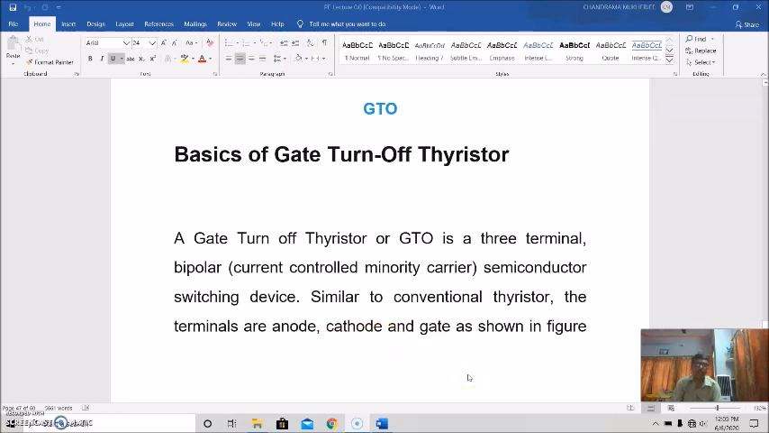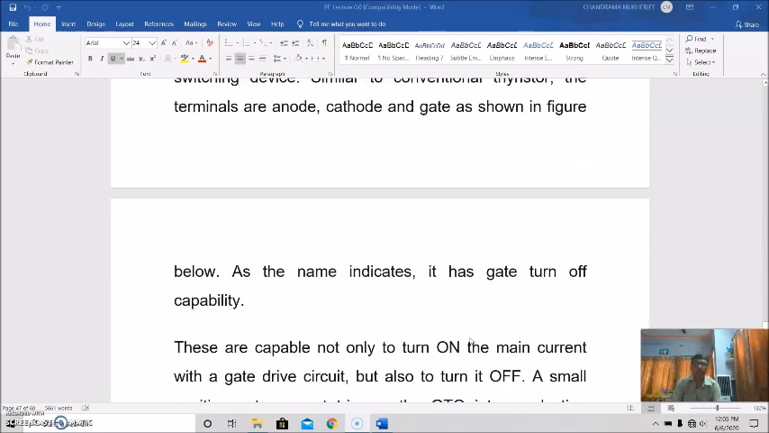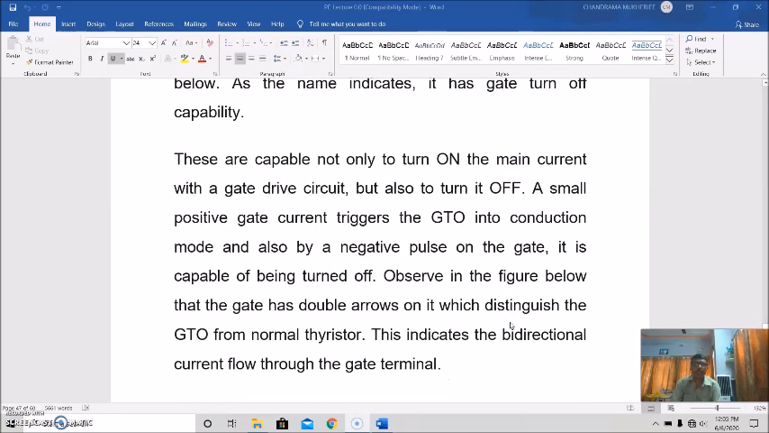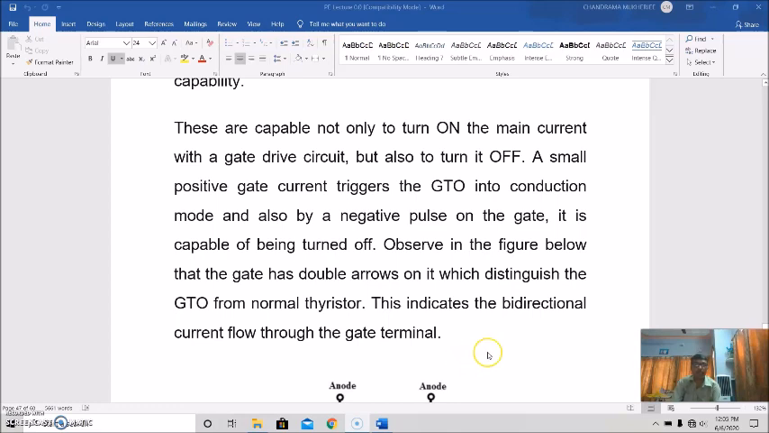The gate turn-off thyristor is a three-terminal bipolar current-controlled minority carrier semiconductor switching device. Similar to a conventional thyristor, the terminals are anode, cathode, and gate. As the name indicates, it has gate turn-off capability. These are capable not only of turning on the main current with a gate drive circuit, but also turning it off. So a small positive gate current triggers the GTO into conduction mode, and by a negative pulse on the gate, it is capable of being turned off. That's why it is called gate turn-off.